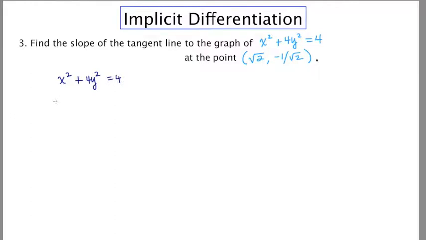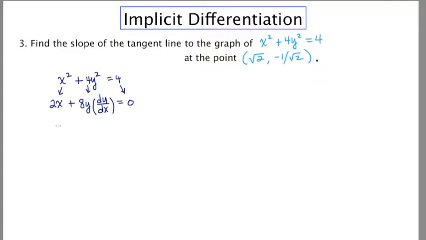Taking each term one at a time, our first derivative is 2x. Our second derivative is going to be 8y followed by dy/dx. Don't forget we're chaining any expression that's not in x. And the derivative of a constant is 0. So we're just taking each term one at a time and finding the respective derivatives with respect to x.